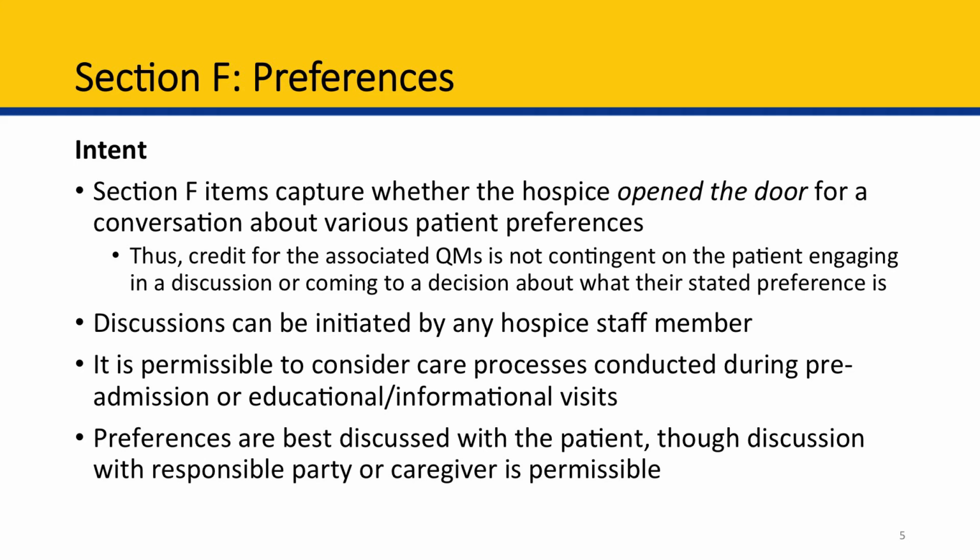Overall, items in Section F are intended to capture whether the hospice opened the door for a conversation about various patient preferences. Credit for the associated quality measures is not contingent on the patient engaging in a discussion or coming to a decision about what their stated preference is. Instead, the intent is for a hospice to attempt to engage in a discussion with the patient or responsible party or caregiver about certain preferences.